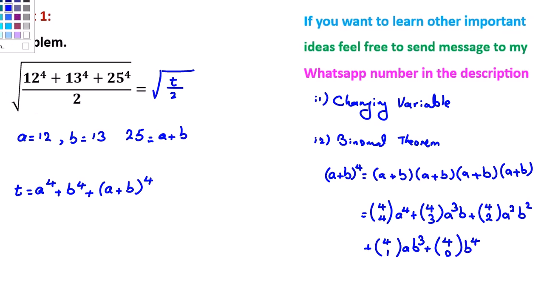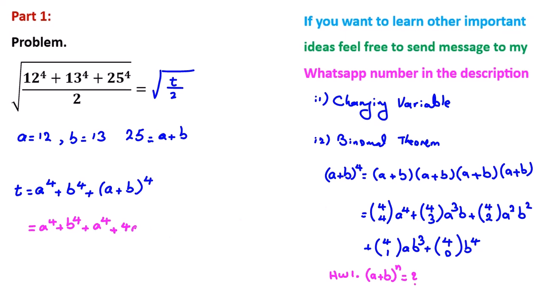So if we apply this, it will be A to the 4, 4 choose 4, A to the 4, and as homework 1, try to write (A plus B) to the N. Comment your answers right below this video. Here it will be A to the 4, since 4 choose 4 is 1. 4 choose 3 is the same as 4 choose 1, which is 4. Plus 4A cubed B. Plus 4 choose 2.